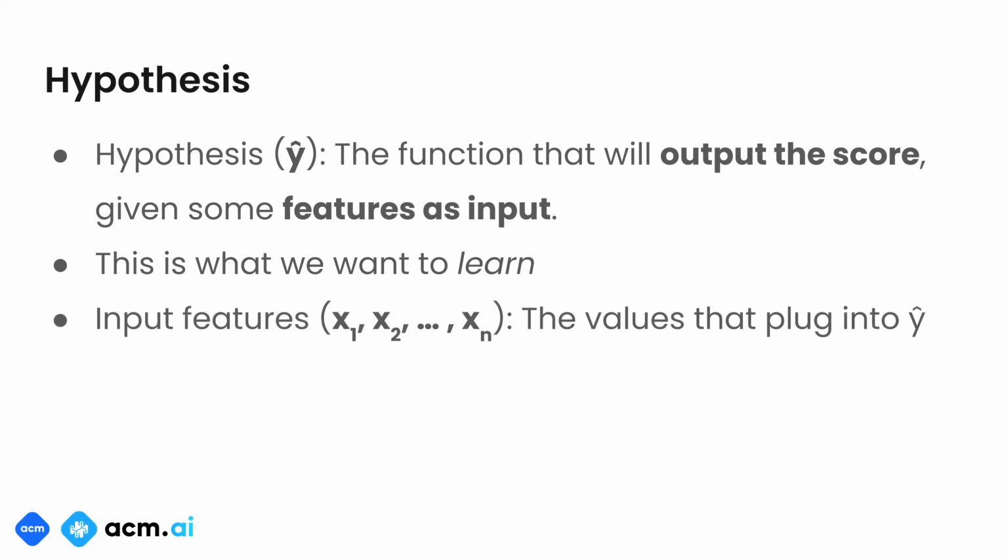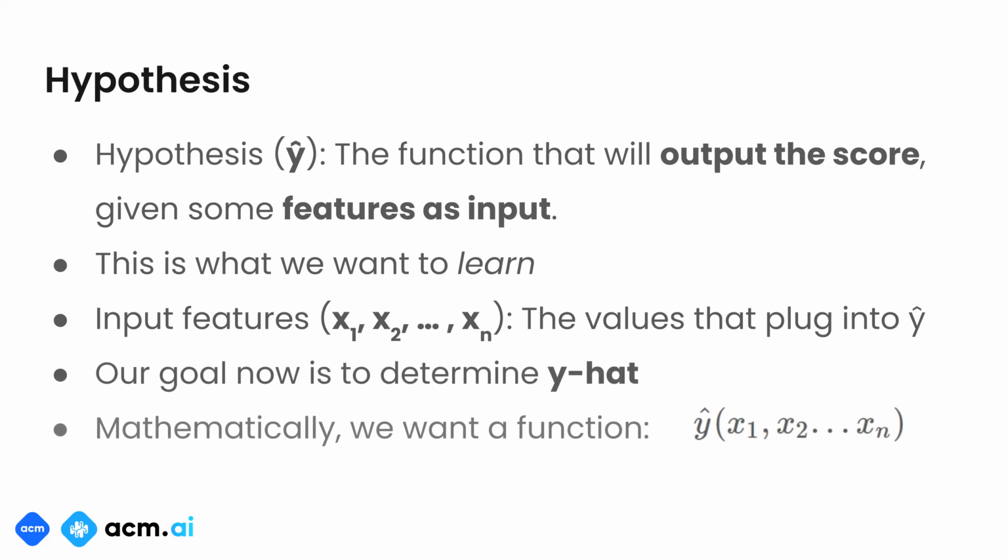Our input features, we're going to denote by x1 through xn. And these are the values that plug into y hat. So we have y hat of these values. What are these input features? It's the stuff we discussed before: hours spent studying, number of lecture hours attended, sleep, right? Those are represented by x1 through xn. And our goal is to determine y hat.